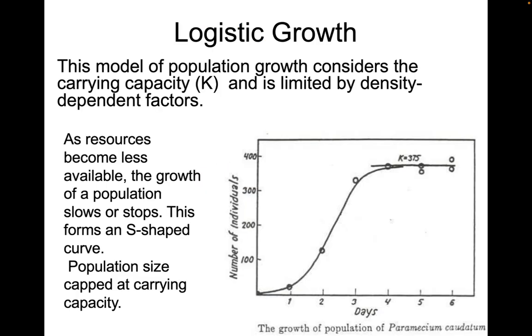We also have logistic growth, and this model of population growth considers the carrying capacity, or K, and is limited by density-dependent factors. As resources become less available, the population slows or stops. This forms an S-shaped curve. Population size is capped at the carrying capacity. You can see this here where carrying capacity is about 375. We see a pretty stable population there.